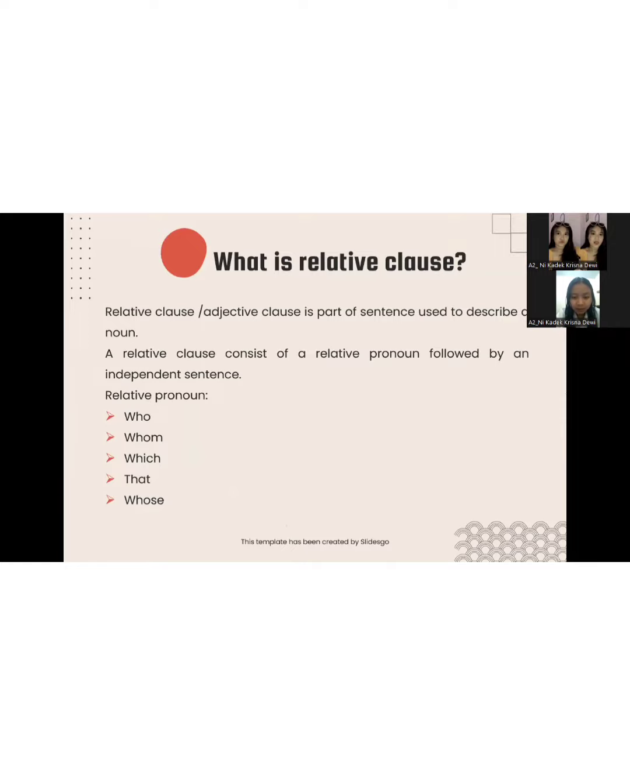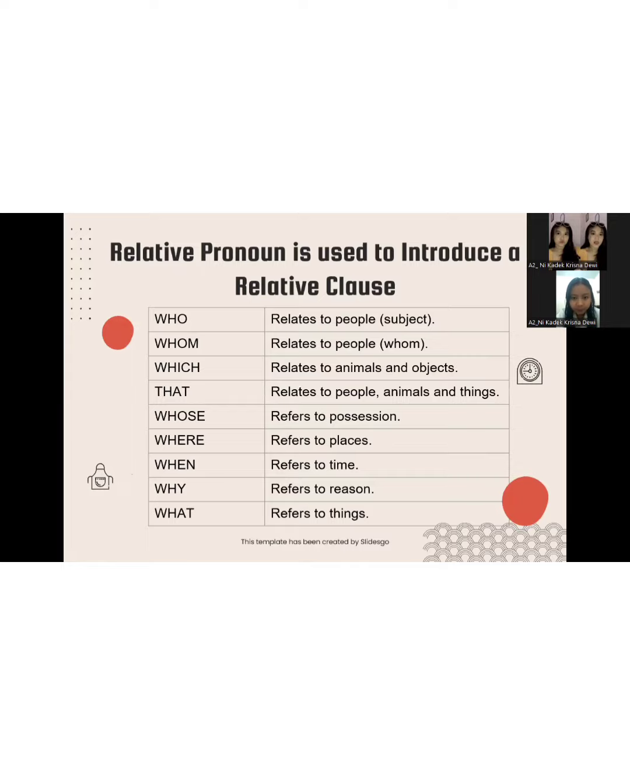What is relative clause? Relative clause or adjective clause is part of sentence used to describe a noun. A relative clause consists of a relative pronoun followed by an independent sentence. Relative pronouns are like who, whom, which, that, and whose. Relative pronoun is used to introduce a relative clause.